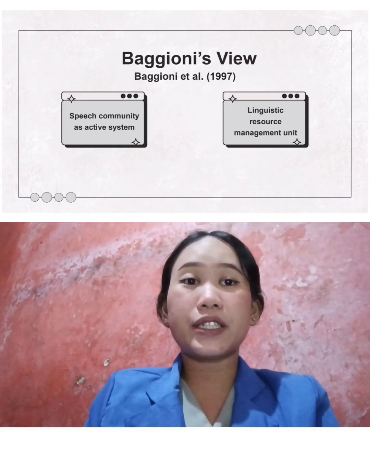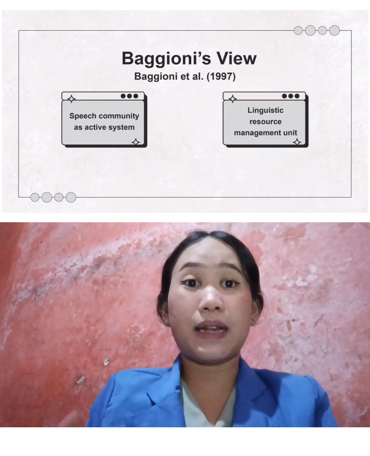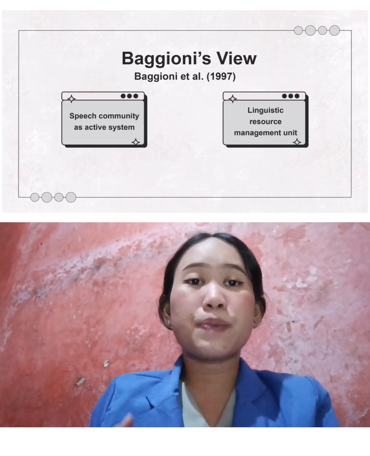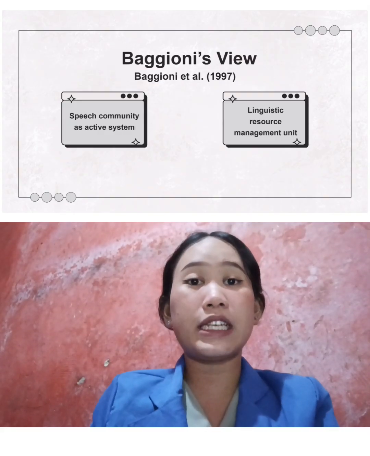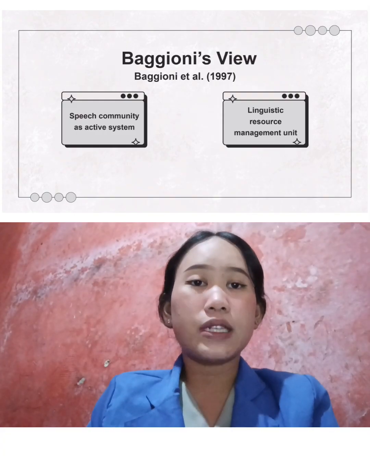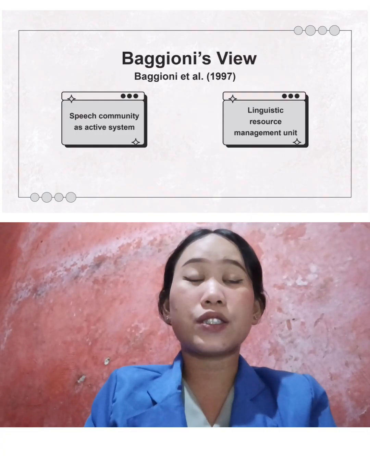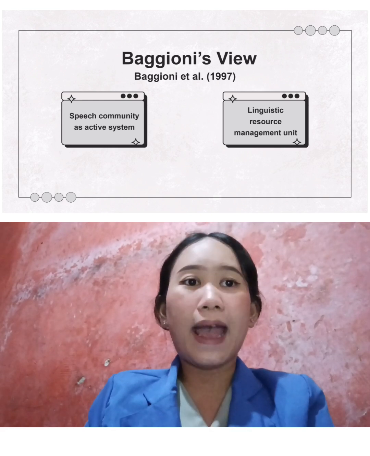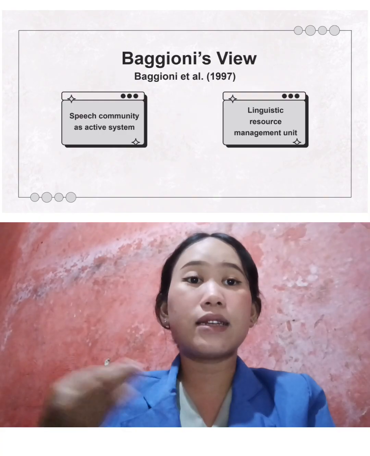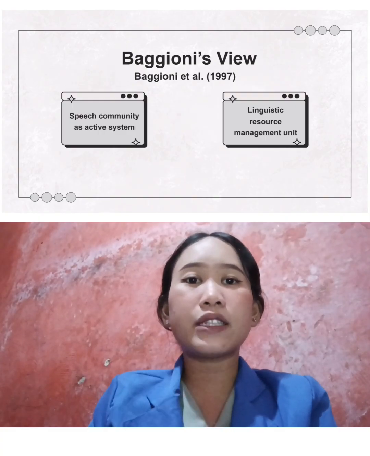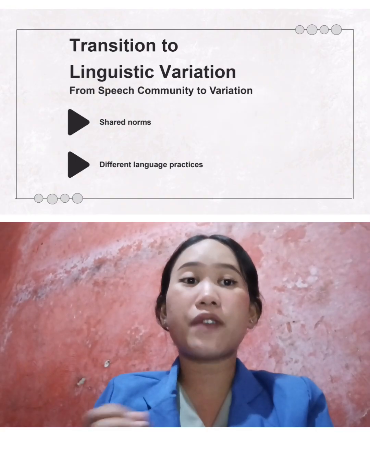Bagioni and his colleagues criticize earlier definitions because they see speakers as passive language users. They propose a new view of speech community as a linguistic research management unit. In this view, speakers actively manage language. They choose how to speak based on social, psychological, and cultural considerations. This idea is important because it connects speech community directly to linguistic variation. Next slide is transition to linguistic variation.